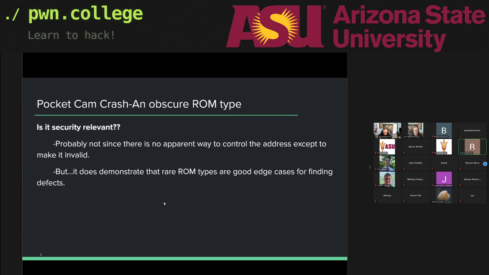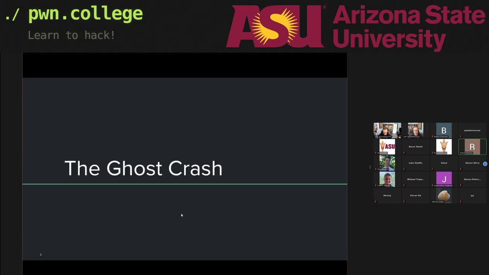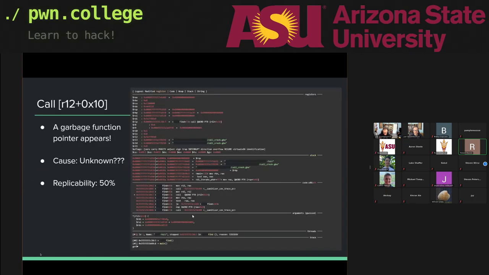So the next interesting crash that I'll talk about, we actually call it the ghost crash, because it cropped up, but almost immediately we started to have a lot of issues replicating the crash, despite the fact that it looked extremely interesting to us, because it was actually trying to call a garbage function pointer. We couldn't immediately discover the cause because we couldn't get it to work on anything except one particular build of the game. We could replicate the crash every time on one build and never on any other. So we were going back, trying to figure out exactly how we had compiled this particular binary this one time that caused this issue.